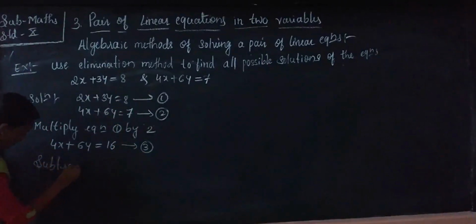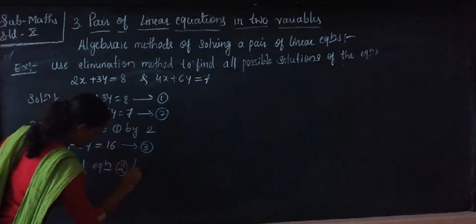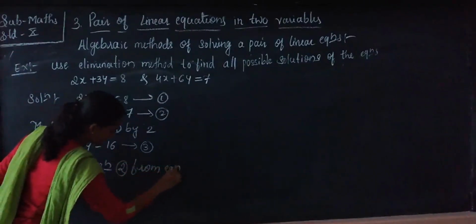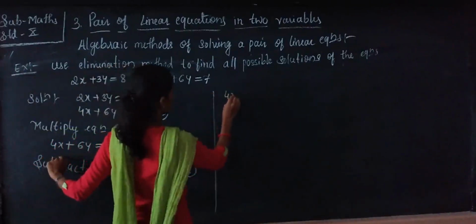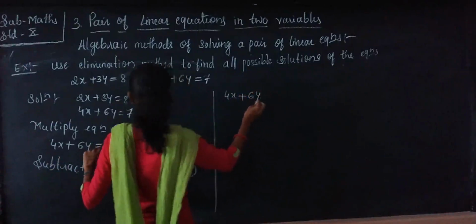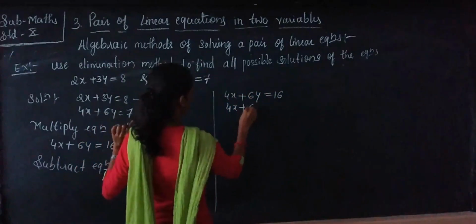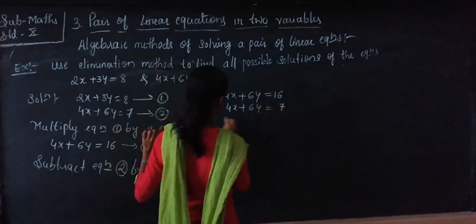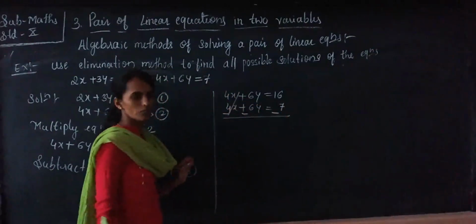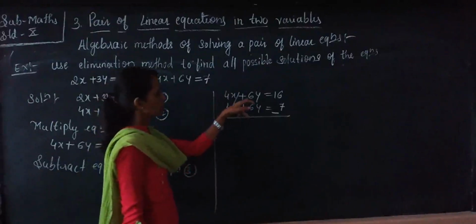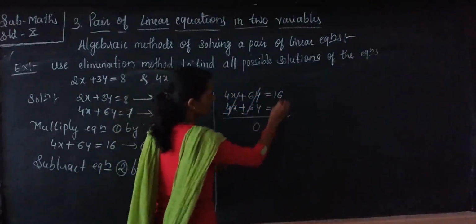Subtract equation 2 from equation 3. So equation 3 is 4x plus 6y is equal to 16, and equation 2 is 4x plus 6y is equal to 7. So minus, 4x plus 6y will cancel: 4x minus 4x is 0, 6y minus 6y is also 0. What we got here is 0. On the other side, 16 minus 7 is 9.